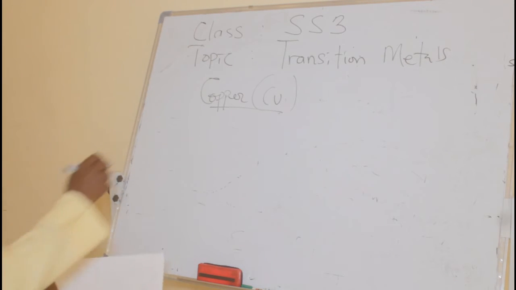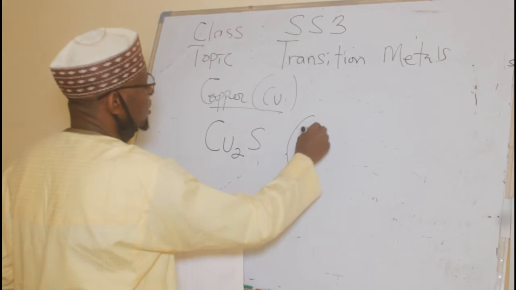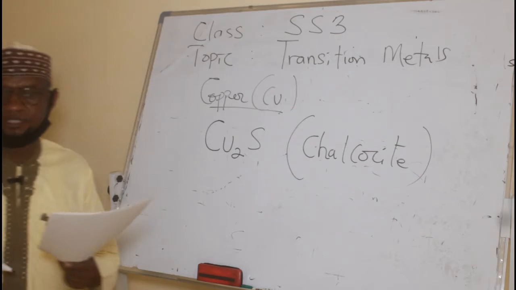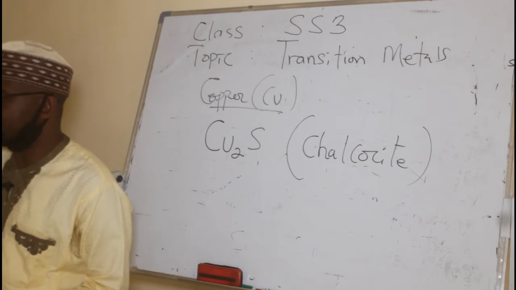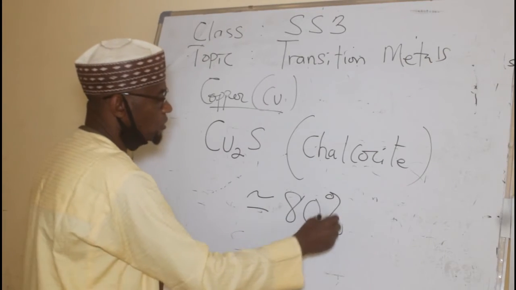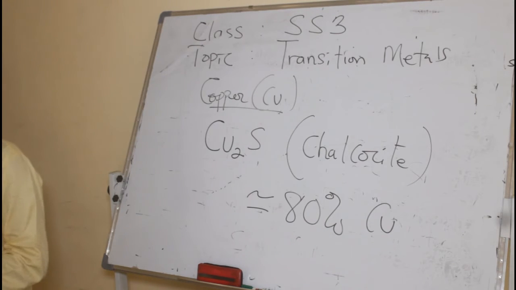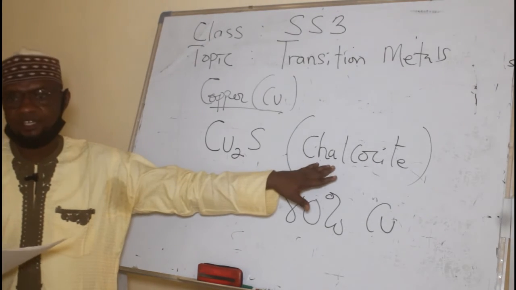The common ore of copper is called chalcocite. That is copper 1 sulfide. This is the common ore of copper. It has the highest grade of copper. Approximately 80% of this ore contains copper. Are you following? This is the ore. It normally exists as copper 1 sulfide, but the commercial or common name is chalcocite.